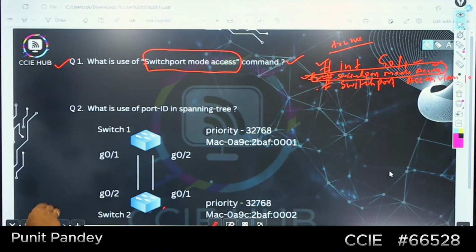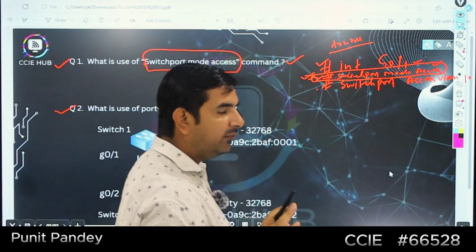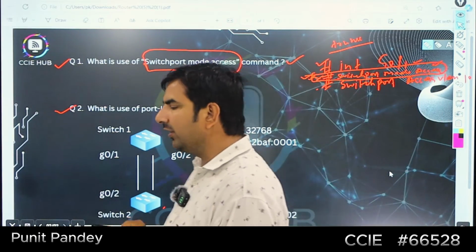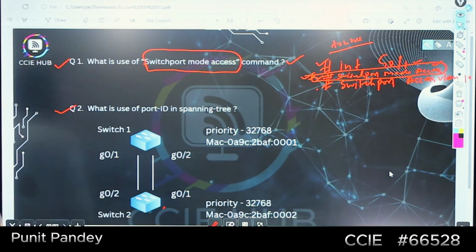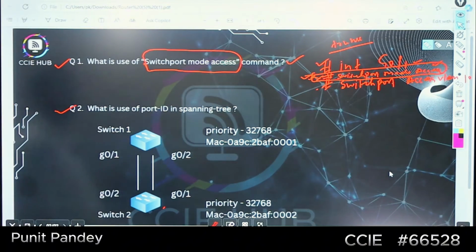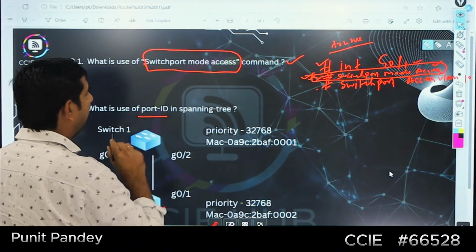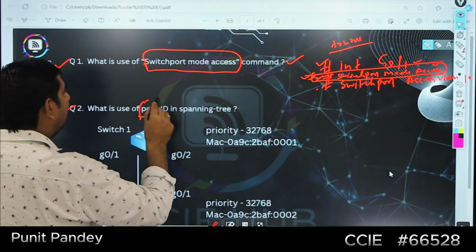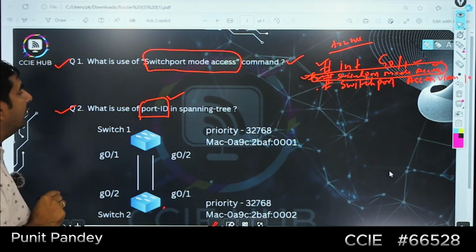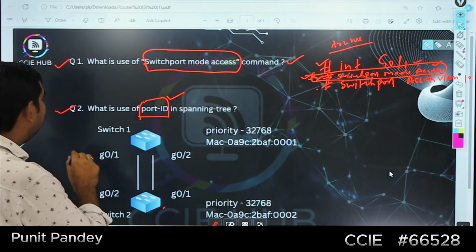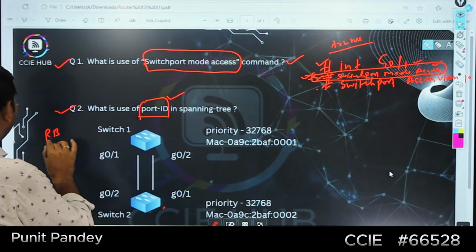The next question, what is the use of the port ID? Just try to understand, guys. Interviewers don't have much time. They're not going to ask you what is the root bridge, what is the root port election process, what is the election process for the designated port. They can directly ask you what is the use of the port ID, where it will be used. So guys, port ID will be used in case of root port election. First step in the STP protocol, what will happen? It will elect a root bridge.